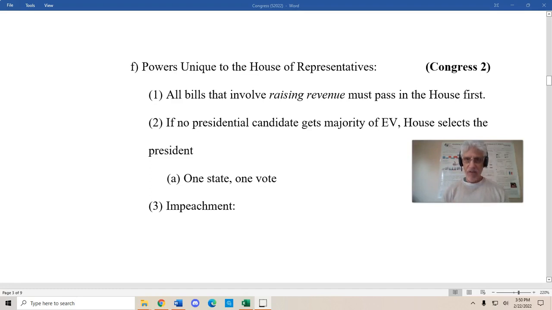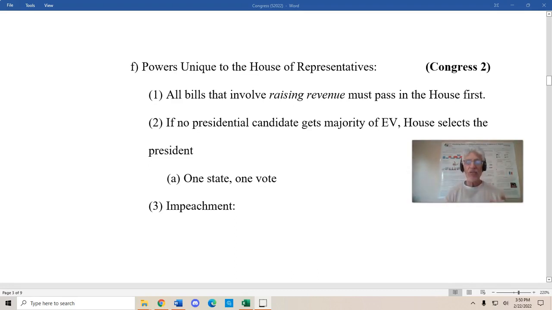all that means is that the House has determined that there's a sufficient amount of evidence to hold a trial. It's kind of like, in legal terms, being indicted. It's like being charged with a crime, right? The trial takes place in the Senate.